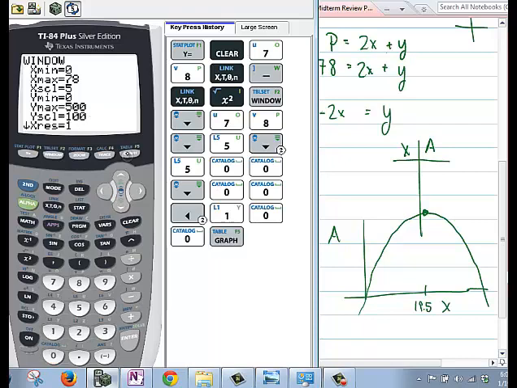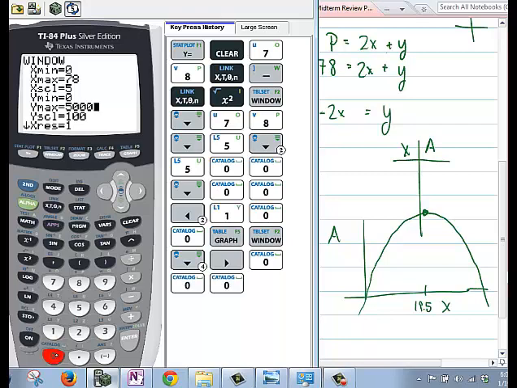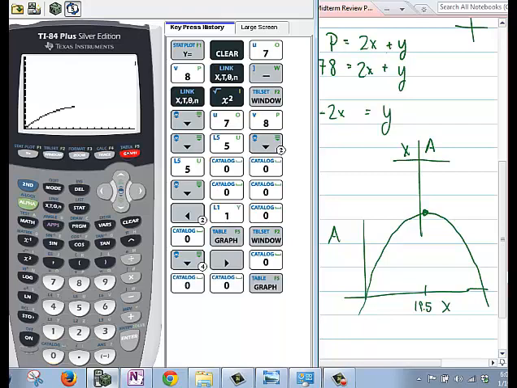So then when we graph it, oh, look, it doesn't even fit. I can see it's parabolic, but I think I need much more area. So let me go back to my window and increase that. Maybe I'll go up to 5,000 for my y max. We'll graph that. Oh, I think we'll find the max here. So now, if I hit the trace button, I could type in 20 and see where I'm at. Okay.